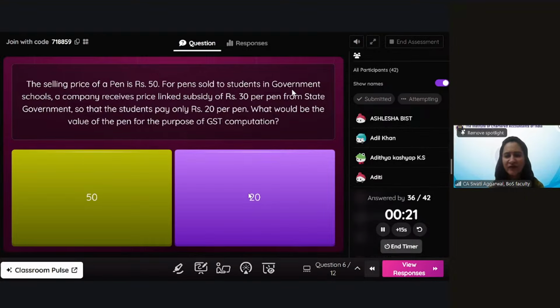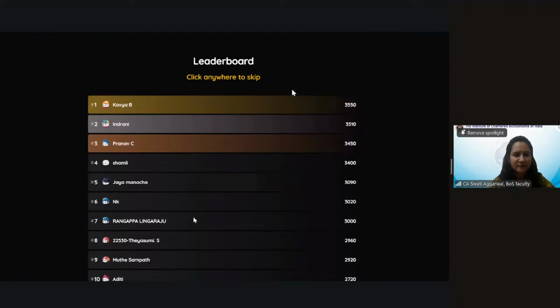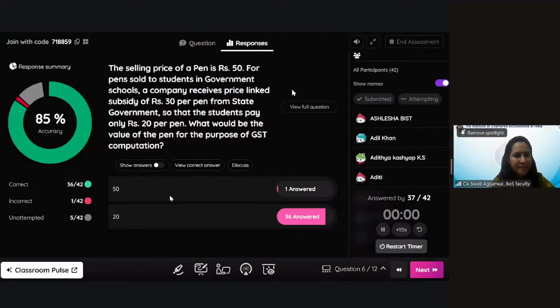Only 6 students are left with answering. All the other students have already answered. Please answer, all the students who are left, please answer. And the time is over. We have Kavya at the top, rank 2 Indrani, rank 3 Pranav, and 4 Shamli, good, rank 5 Zaya, very good. So, the correct answer is given by 36 students, very good.